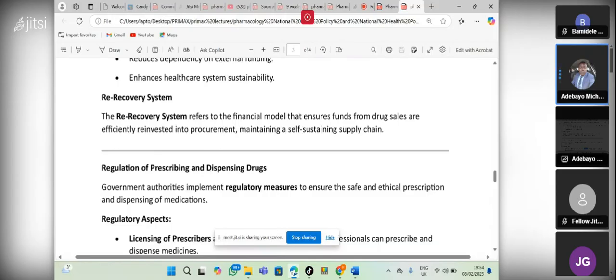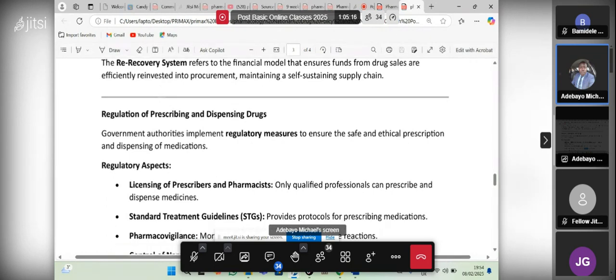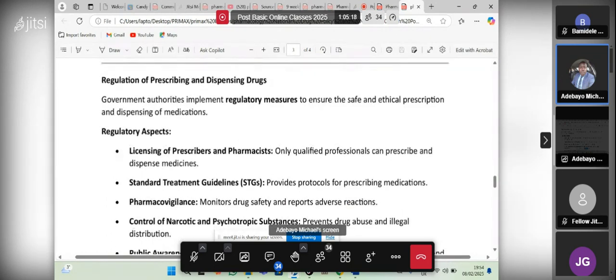Regulation of prescription and dispensing of drugs. Government authorities implement regulation measures to ensure the safe and ethical prescription and dispensing of medication. Like we said yesterday, medication prescription has gone a little bit more than just doctors alone. There are other professionals like nurse prescribers and all of that too, that can also go ahead to prescribe drugs.